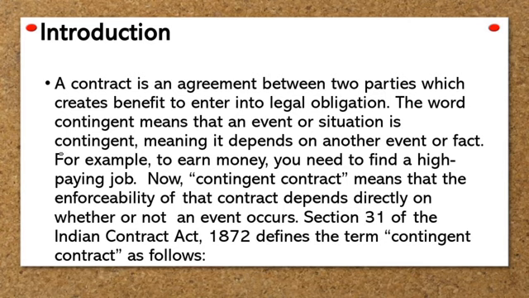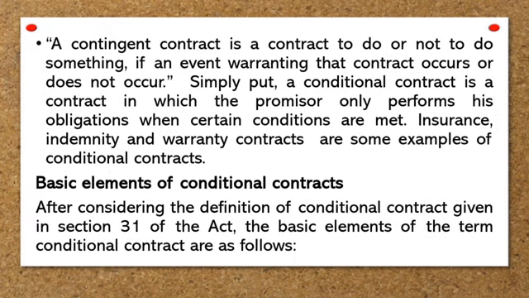Section 31 of the Indian Contract Act 1872 particularly deals with contingent contracts as follows. Now coming to the next part, a contingent contract is a contract to do or not to do something if an event warranting that contract occurs or does not occur. A conditional contract is a contract in which the promisor only performs his obligations when certain conditions are met.